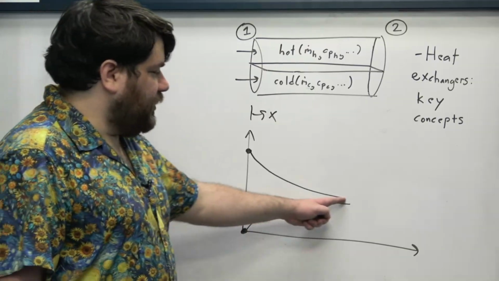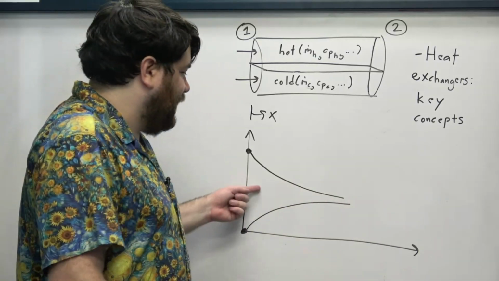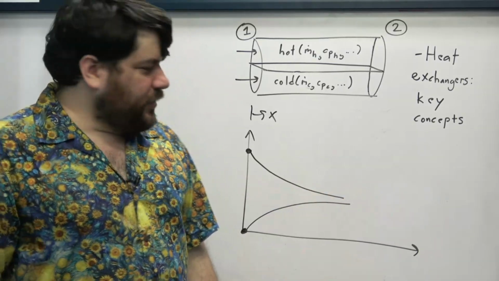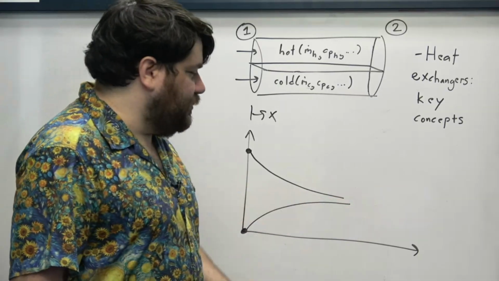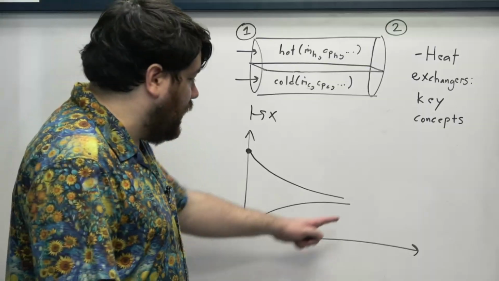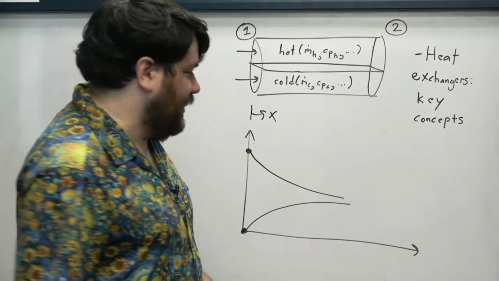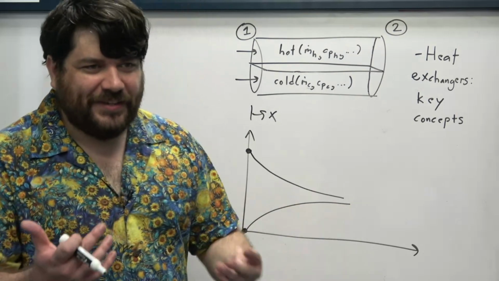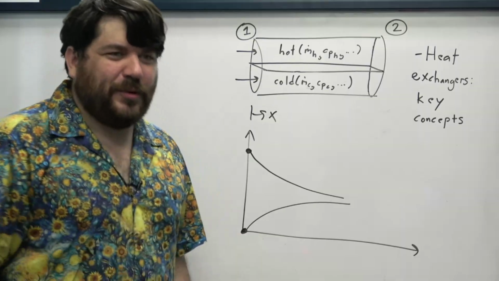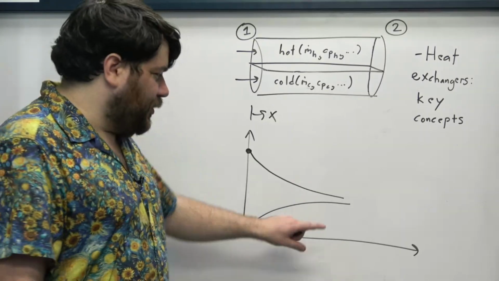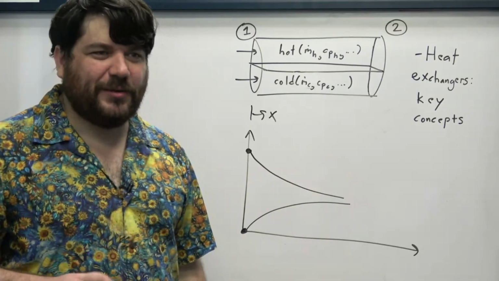And so there is this kind of limit that's set up, where the hot liquid at the outlet will inevitably be hotter than the cold liquid at the outlet, and the cold liquid at the outlet will be colder than the hot liquid at the outlet. And this seems super easy. Like, this is so obvious. Of course the hot liquid is still going to be the hot liquid and the cold liquid is still going to be the cold liquid. That makes sense.